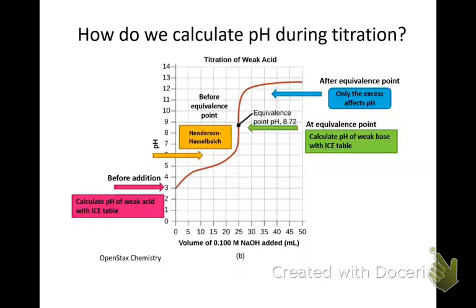At the equivalence point, we will see that we have a solution of a weak base, and we can once again use an ice table to calculate the pH of that solution. Finally, after the equivalence point, when the weak acid is the limiting reactant and the added OH⁻ is in excess, we'll see that it's only the excess that makes a difference in the pH.